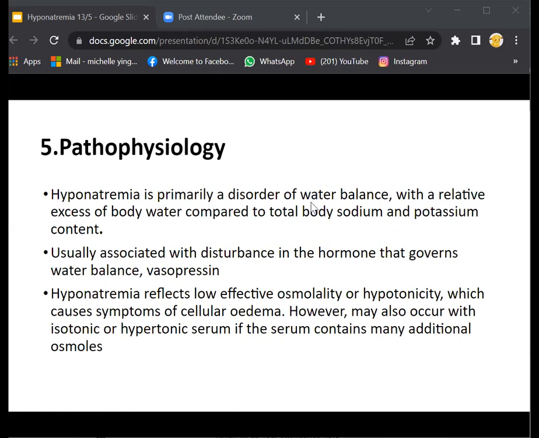Next, hyponatremia is primarily a disorder of water balance with a relative excess of body water compared to total body sodium and potassium content. It is usually associated with disturbance in the hormone that governs water balance, that being vasopressin. Hyponatremia also reflects a low effective osmolality or hypotonicity, which causes symptoms of cellular edema. However, it may also occur with isotonic or hypertonic serum if the serum contains many additional osmoles.